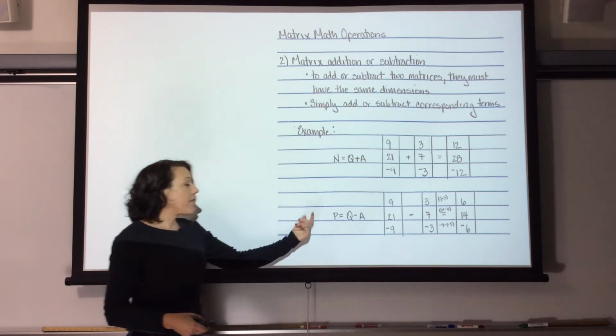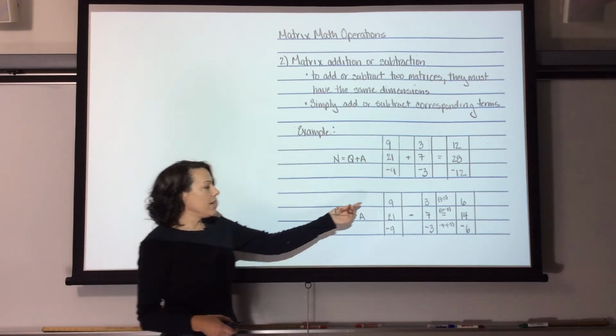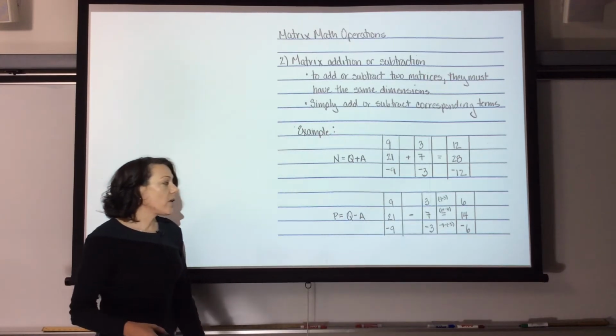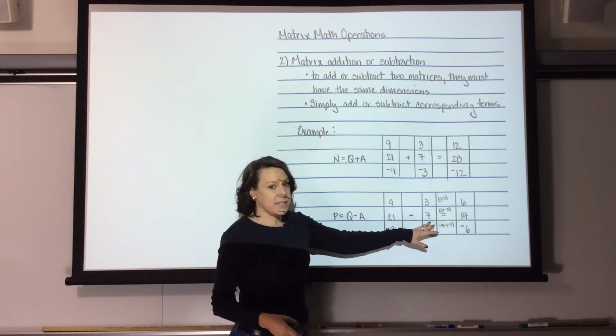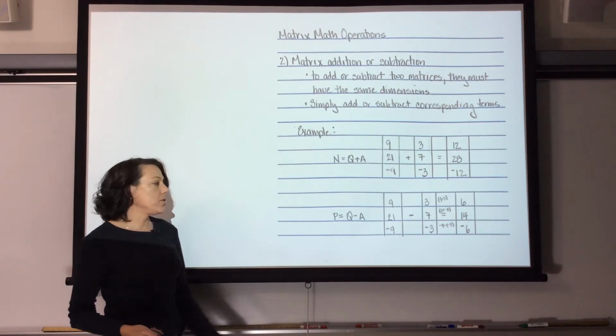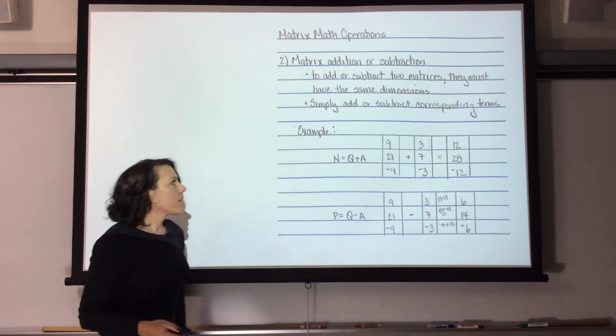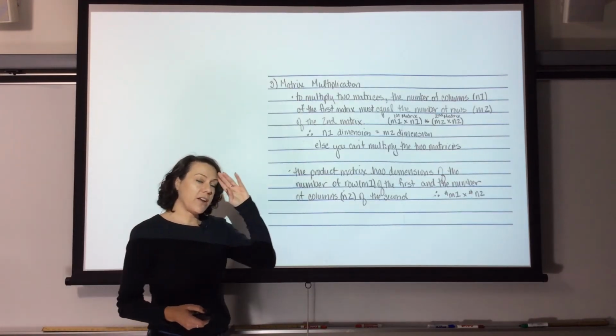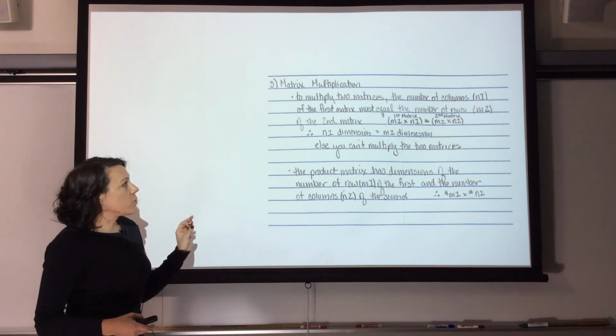Okay? If I subtract the two matrices, 9 minus 3 gives me 6, 21 minus 7 gives me 14, negative 9 minus a negative 3 gives me negative 6, because the two negatives make it a positive 3. Okay? When we're doing multiplication, it's a little bit different. There has to be a special situation set up.